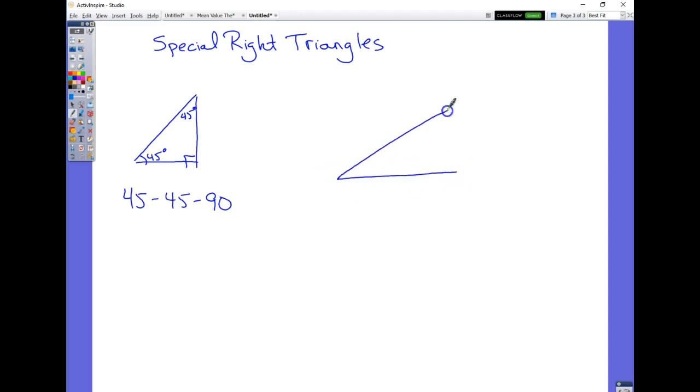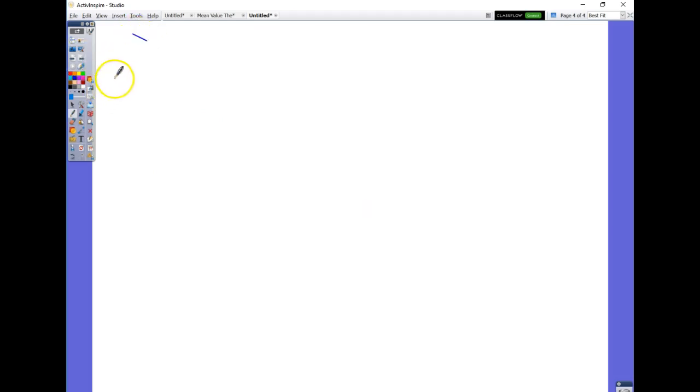The next one is a little bit different. This turns out to be a 30, 60, 90. Now the 45, 45, 90 is probably the easiest because in a 45, 45, 90 my legs are going to be equal to each other. So let's real quick do the 45, 45, 90. In a 45, 45, 90 triangle, my legs are the same. If I call that length A, then this length would also be A.